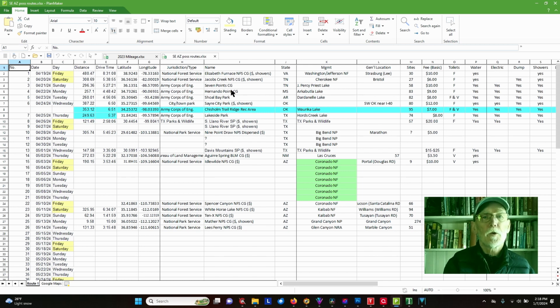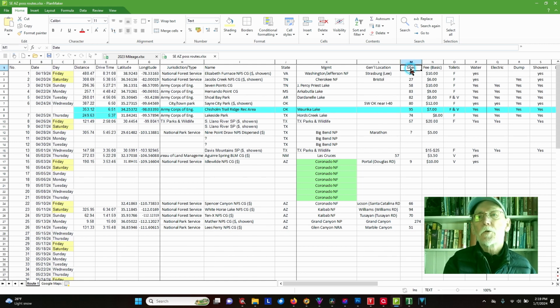The next is the name of the particular campground that I've got penciled in, then the state, and then the management. So that would be like in our first destination, Elizabeth Furnace. That's Washington Jefferson National Forest. That would be the management. Then the next one is Cherokee National Forest, and so on and so forth. And then the general location, just in broad terms, where on the map we're looking at. So the first one is Strasburg, Virginia. That's probably not so useful, but it's in my spreadsheet, so it's easier to just keep it in there than to get rid of it.